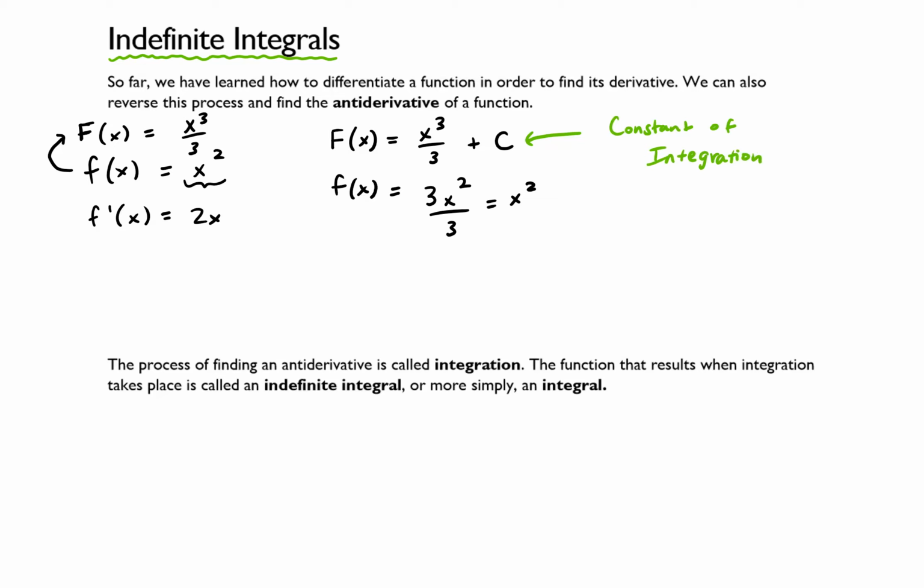So let's move down here. It says the process of finding an antiderivative is called integration. The function that results when integration takes place is called an indefinite integral, or more simply, an integral. And this is what the notation of an integral looks like. So this is the integral symbol. It looks like an elongated S, and then we have x squared, and then we put dx.